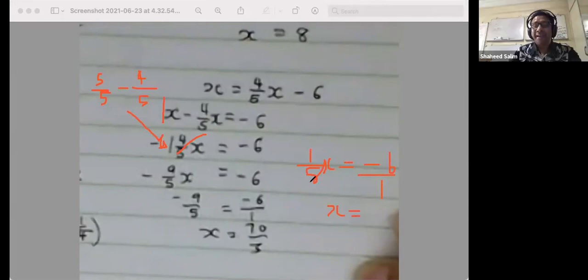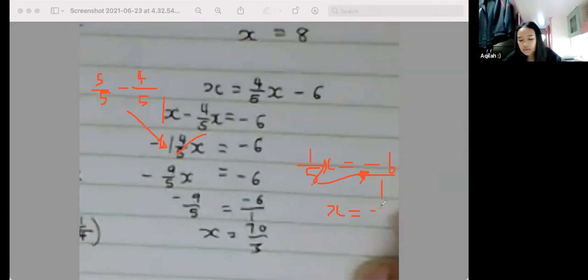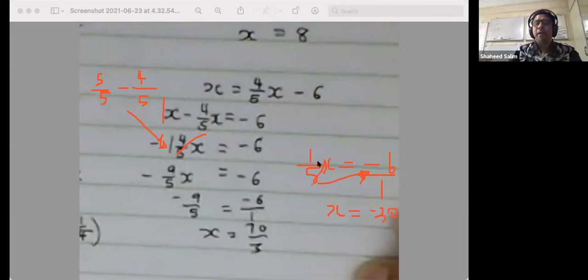Wait, what? Down here, this one, we want to bring it over that side. So 6 times 5 equals to? 30. Minus 30. Are you confused? A bit. You're okay. So you're not comfortable with this. No problem.